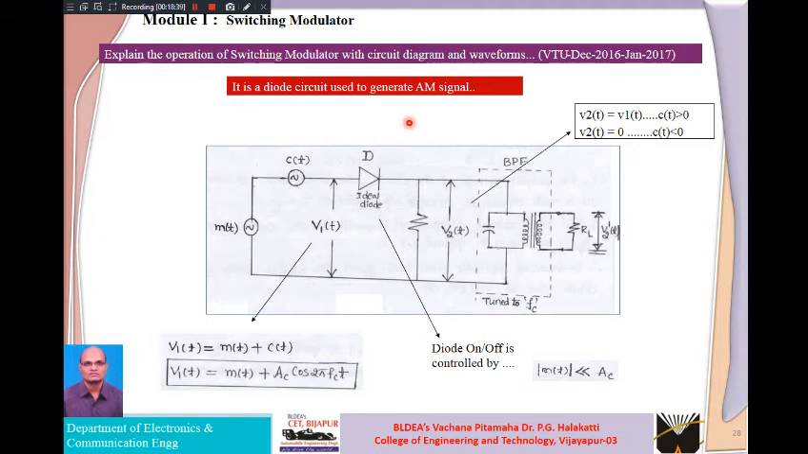So it is a diode circuit used to generate an AM signal. Here you are applying the modulating signal in series with the carrier signal, plus and minus connected in series, so that V1 of t is nothing but the sum of these two, m of t plus c of t, applied as input to the anode of an ideal diode. Remember, we are using an ideal diode here, which acts like a switch. So the maximum amplitude is going to be that of V1.